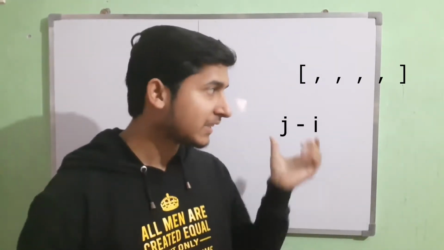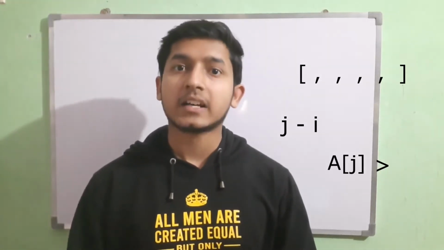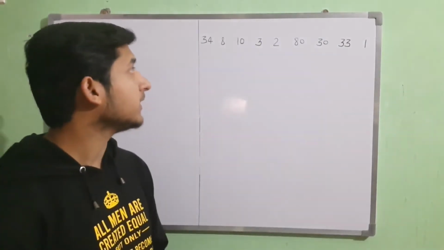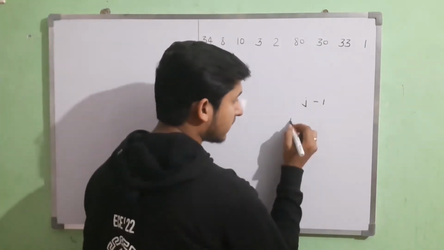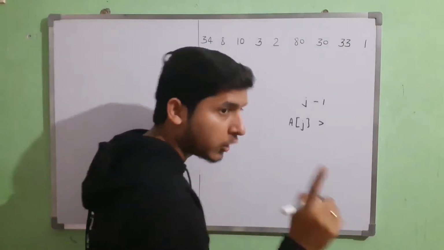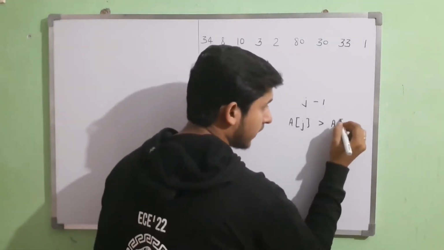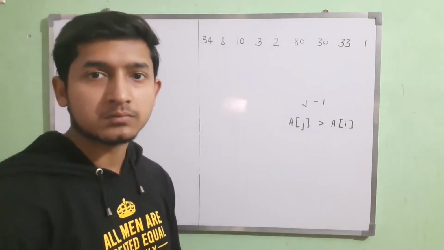Hi everyone, in this video we'll talk about a super problem related to arrays. The problem goes this way. We are given an array and we have to find the maximum value of j minus i such that the element at index j is greater than the element at index i in the array. So here's the example. In this array, we have to find the maximum j minus i such that the element at index j is greater than, not equal to, the element at index i.